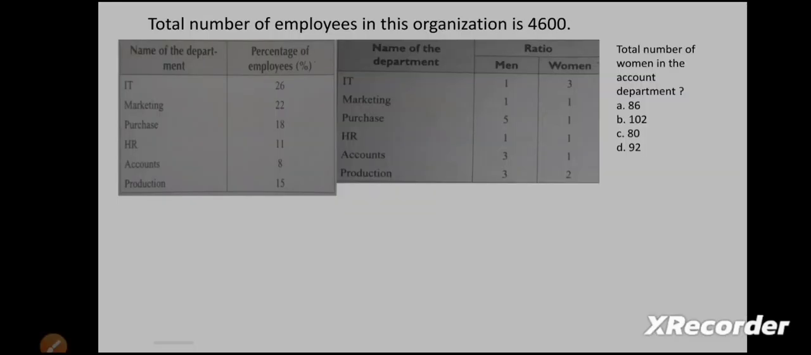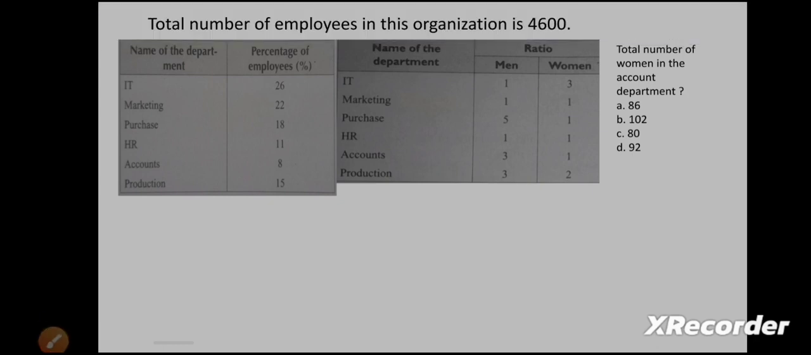In this, they have given a few pieces of information in tabular form, so we have to interpret these tabular data and find the answers to the following questions. The first piece of information is that the total number of employees in this organization is 4600, and they have mentioned the departments of this organization and the percentage of employees. On the other hand, they have also given the ratio of men and women in the respective departments.